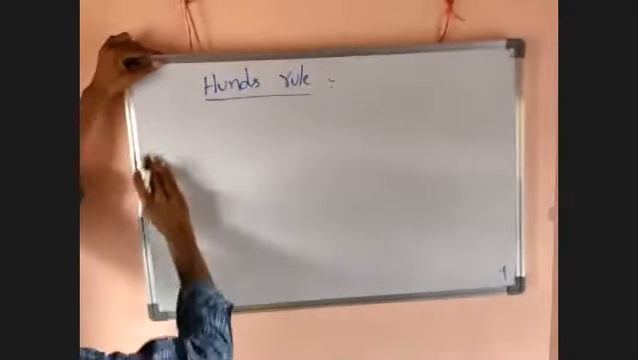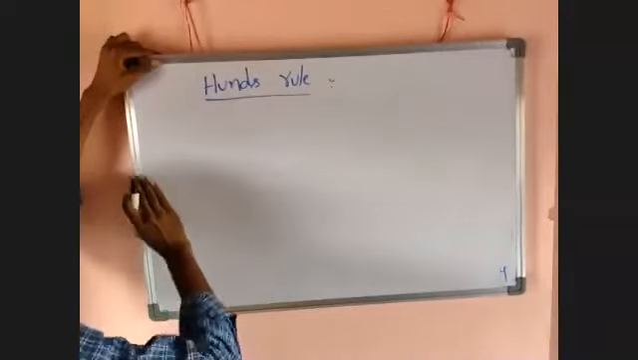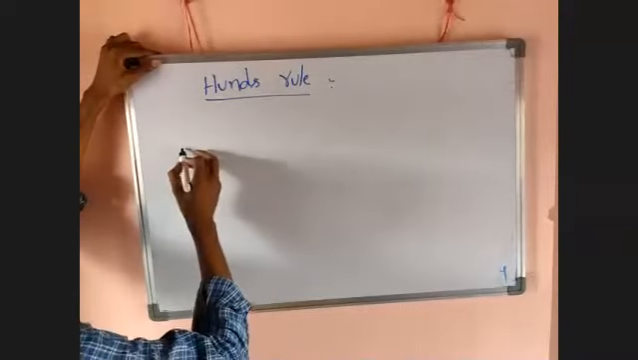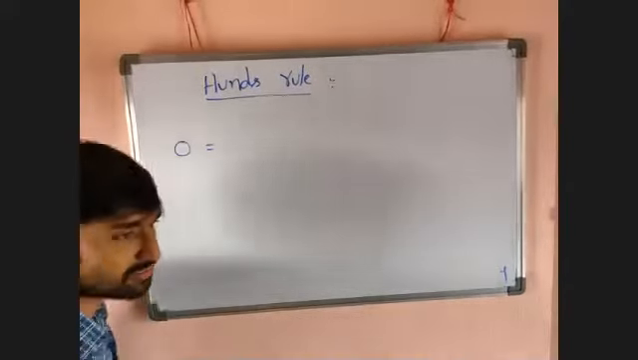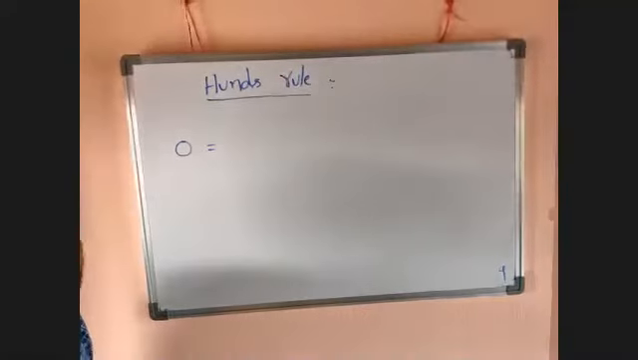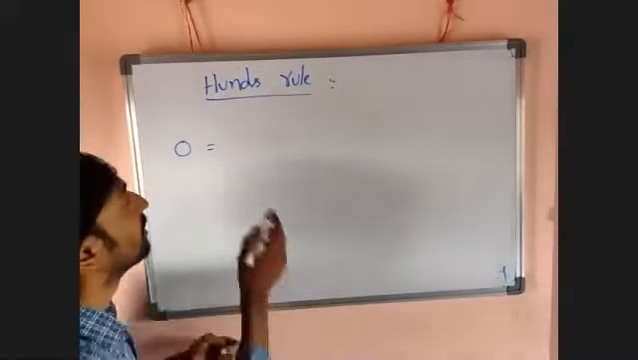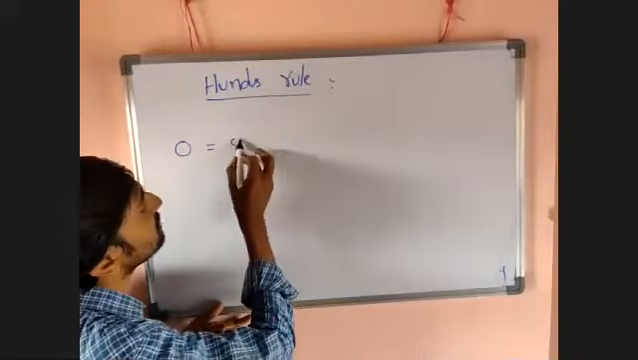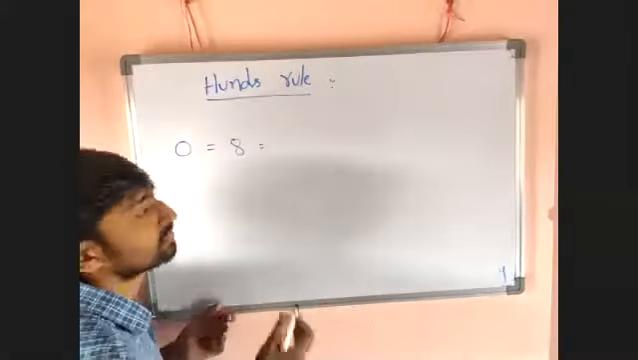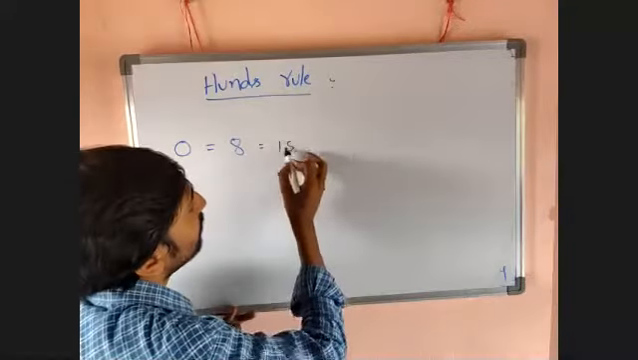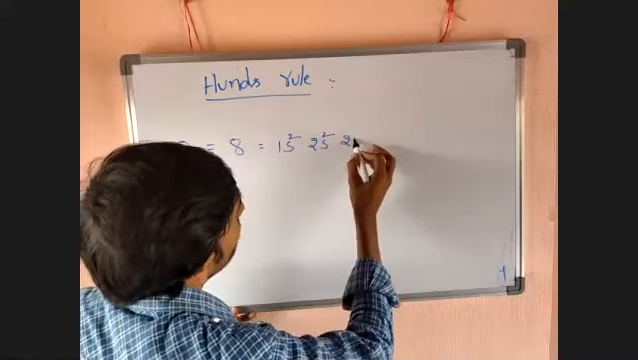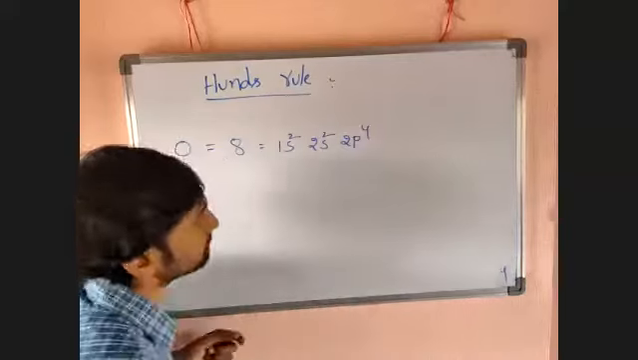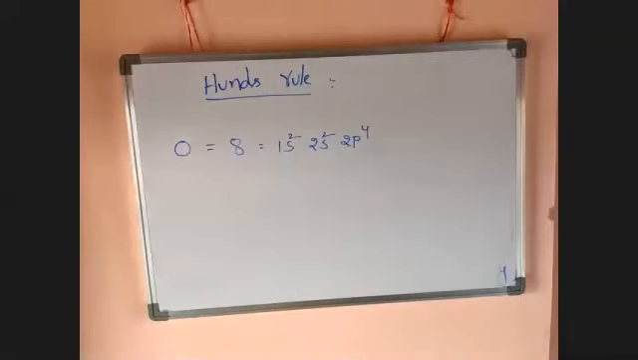For example, I want to take nitrogen. I don't want to take oxygen. Oxygen, guys. What is the atomic number of oxygen? Atomic number of oxygen is 8. Electronic configuration: first is 1s2, second is 2s2, third is 2p4. 1s2, 2s2, 2p4.